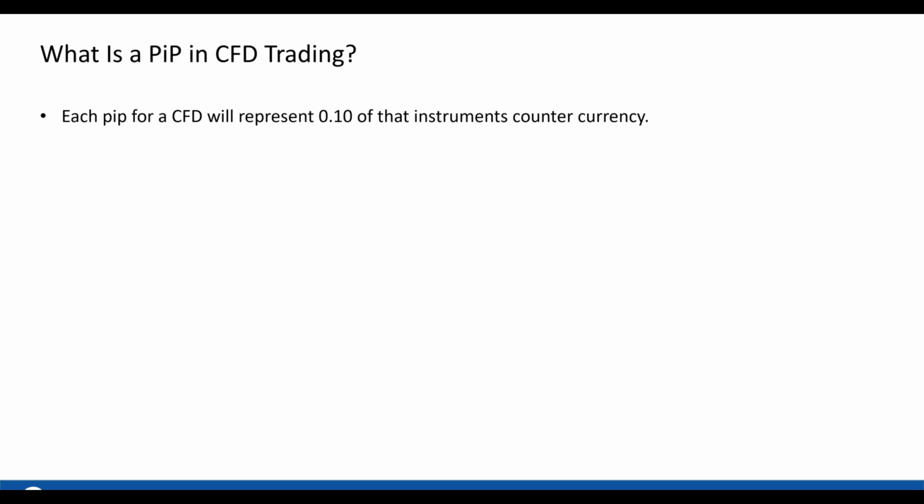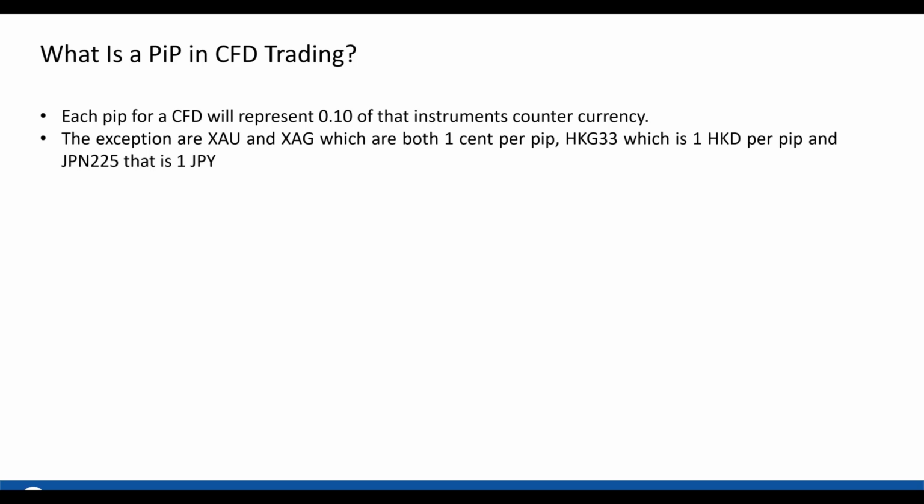What is a pip in CFD trading? Well, each pip for a CFD will represent 0.10 of that instrument's counter currency. The exceptions are gold and silver, which are both 1 cent per pip, Hong Kong 33, which is 1 Hong Kong dollar per pip, and Japanese 225, that is 1 Japanese yen per pip.